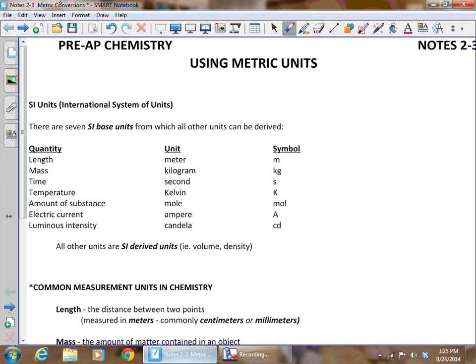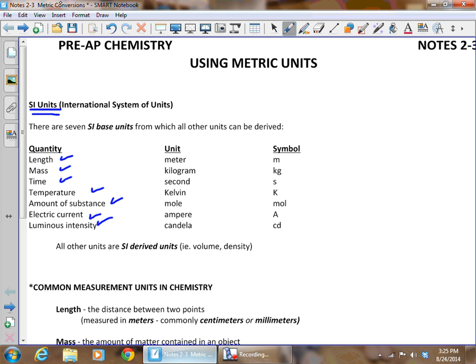Now, in science, we use something called the International System of Units, or SI units, as our base units. And there are 7 base units that we use to measure characteristics like length, mass, time, temperature, amount of substance, electric current, and luminous intensity. So those units, meter, kilogram, second, Kelvin, mole, ampere, and candela, can be used to derive all of the rest of the units. For instance, volume.